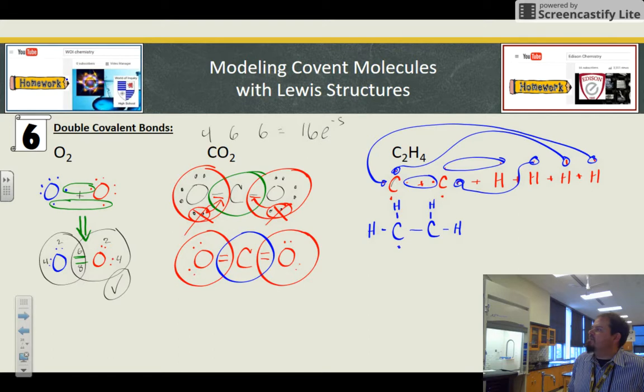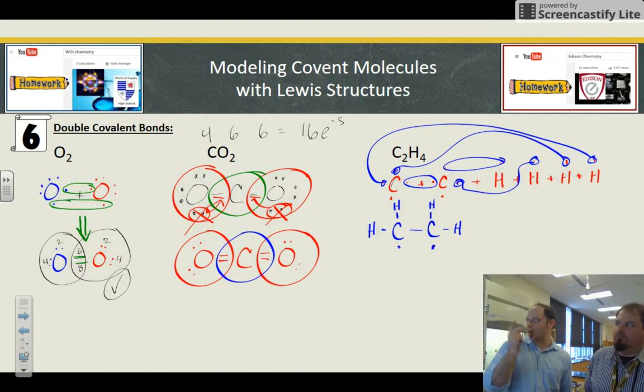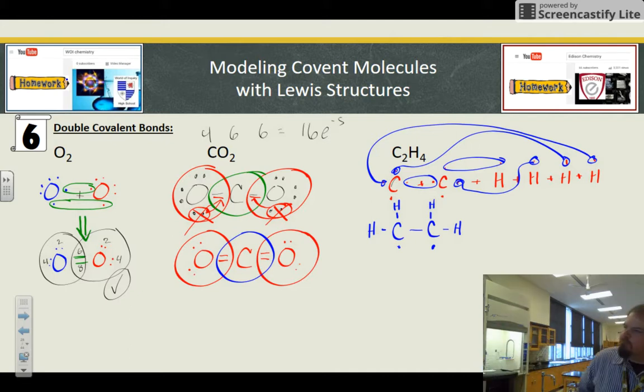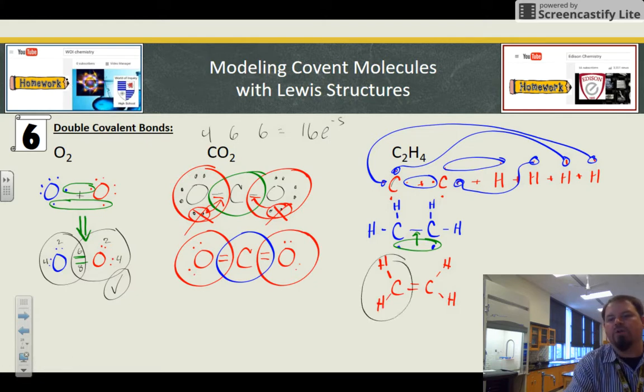And now when I do have that, we've got 2 dots left over. What would 2 lone electrons want to do? Pair up. So make another bond there. Now you've got your double bond. Bingo. Both of these methods work. They're both tried and true. You just got to pick which one you're going to do.